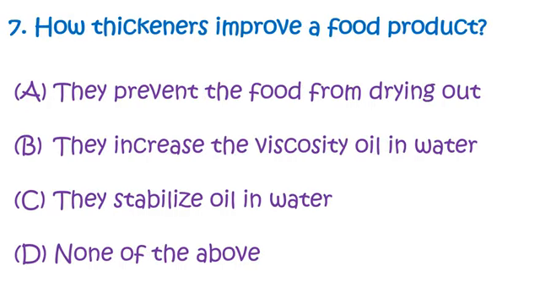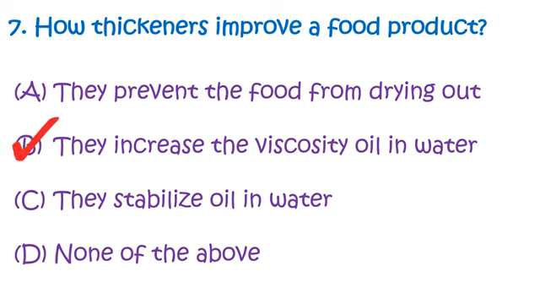Question number 7. How thickeners improve a food product? Option A, they prevent the food from drying out. Option B, they increase the viscosity. Option C, they stabilize the emulsion, oil in water. And option D, none of the above. And the correct answer is option B, that they increase the viscosity.